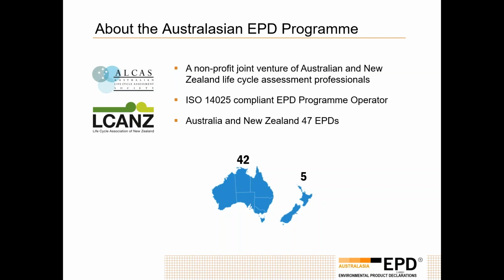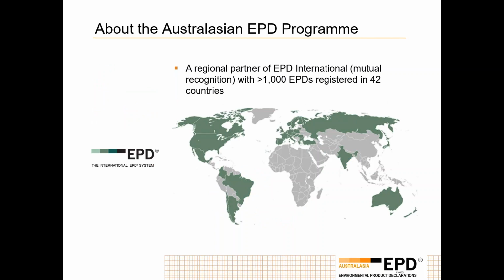And currently in Australia and New Zealand, we have 47 EPDs registered with the program, 42 in Australia and 5 in New Zealand. And we've got quite a few in the pipeline over the next 3 months to 12 months. A lot more EPDs will be coming.